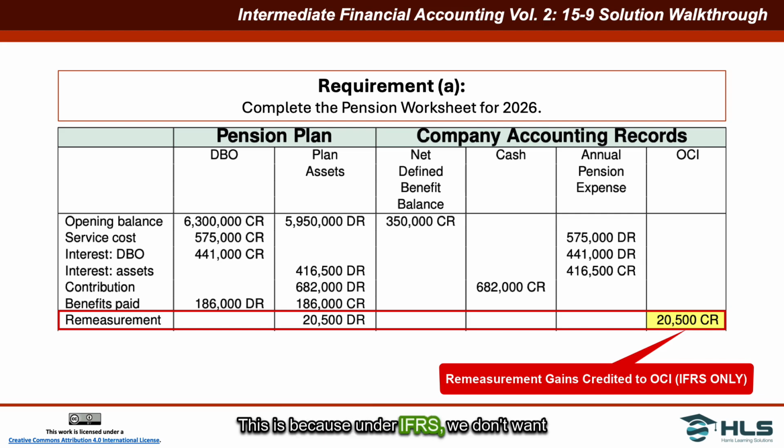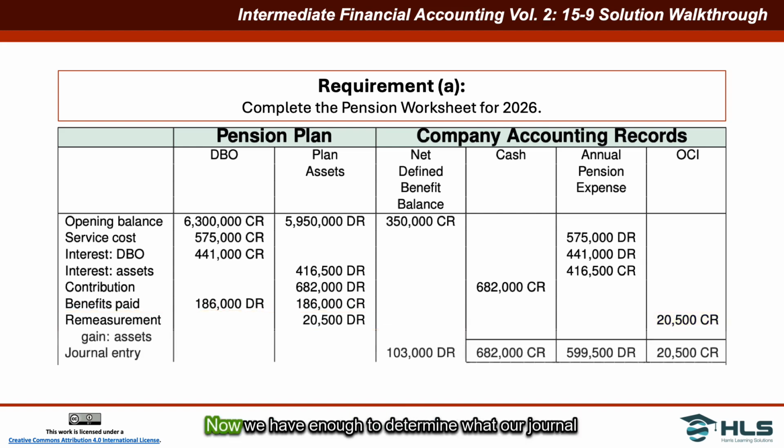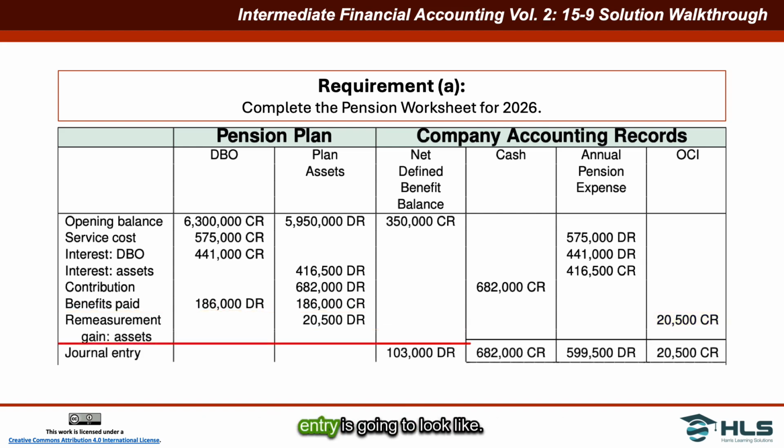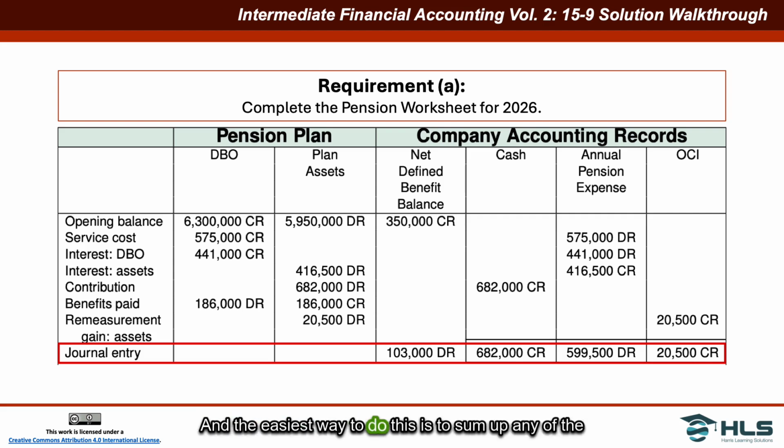This is because under IFRS, we don't want remeasurement gains and losses to filter through net income on the income statement. Now we have enough to determine what our journal entry is going to look like. And the easiest way to do this is to sum up any of the items in the cash, pension expense, and OCI columns. So in the cash account column, there's only $682,000 in credits.